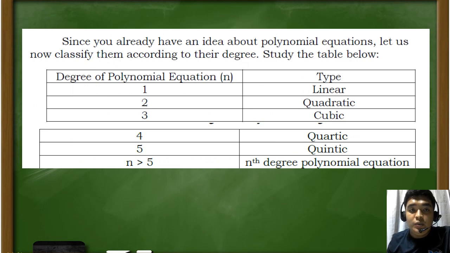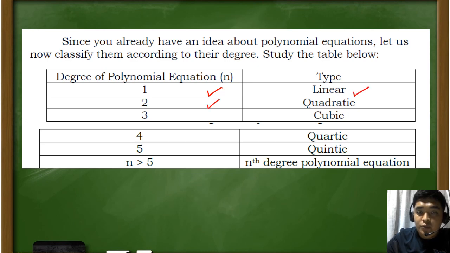Okay, since you already have an idea about polynomial equations, let us now classify them according to their degree. If the degree of a polynomial is 1, that is a linear equation. If 2, that is a quadratic equation. If 3, that is cubic, 4 is quartic, then 5 is quintic. Then n greater than 5, meaning a bigger degree, is an nth degree polynomial equation.